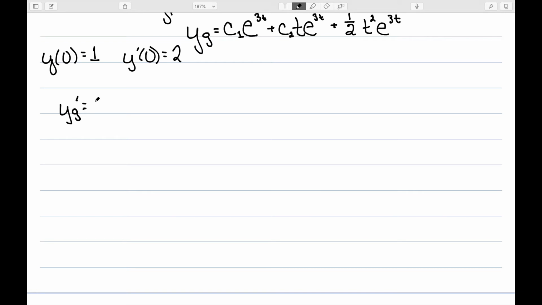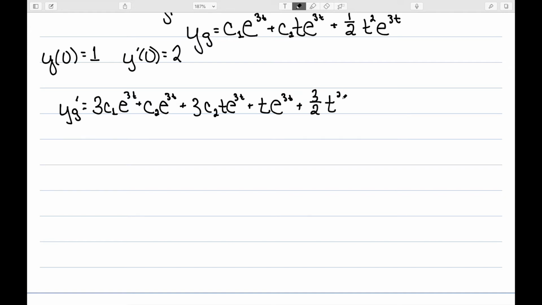The derivative of the first term would be 3c1 e to the 3t. The second one, I would have the derivative of the first times the second, plus the first times the derivative of the second. And then my last term, I have the derivative of the first times the second, plus the first times derivative of the second. So that would be 3/2 t squared e to the 3t.